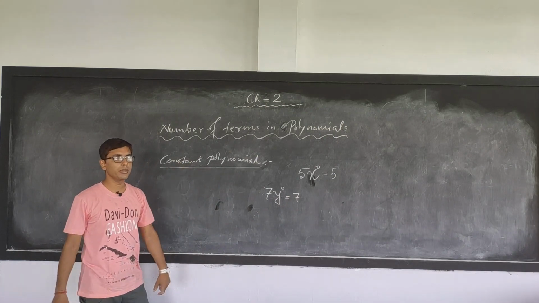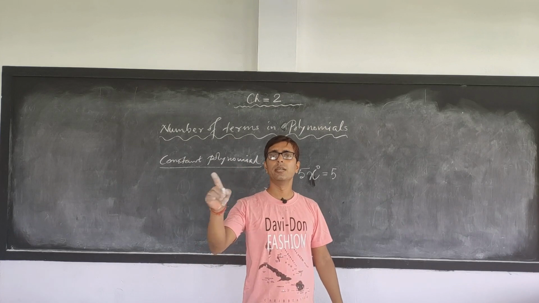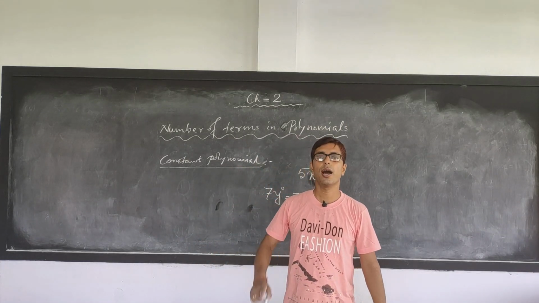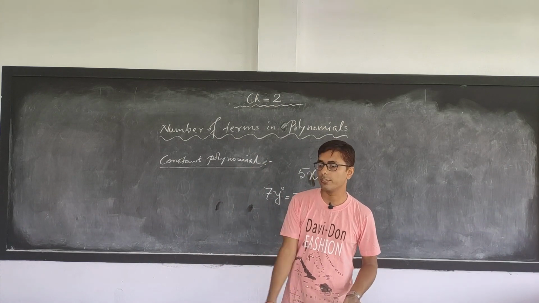What is the degree of a non-zero constant polynomial? This may be a question, you can note it down. What is the degree of a non-zero constant polynomial? The answer will be 0. The non-zero constant polynomial, its degree is 0.